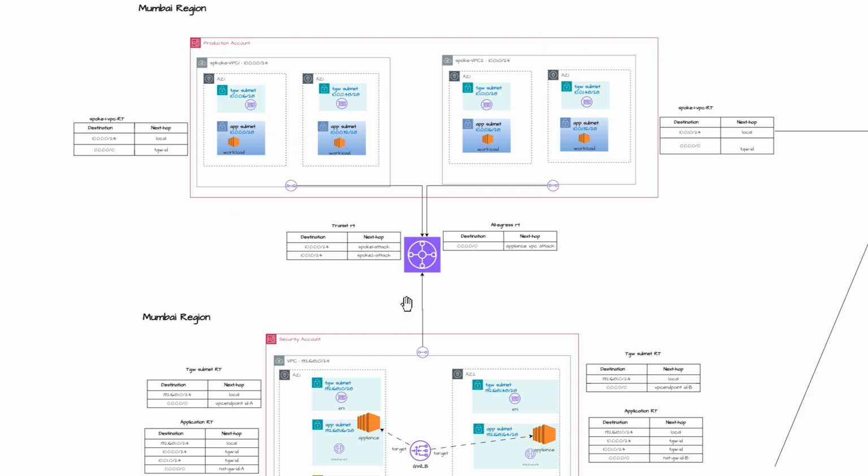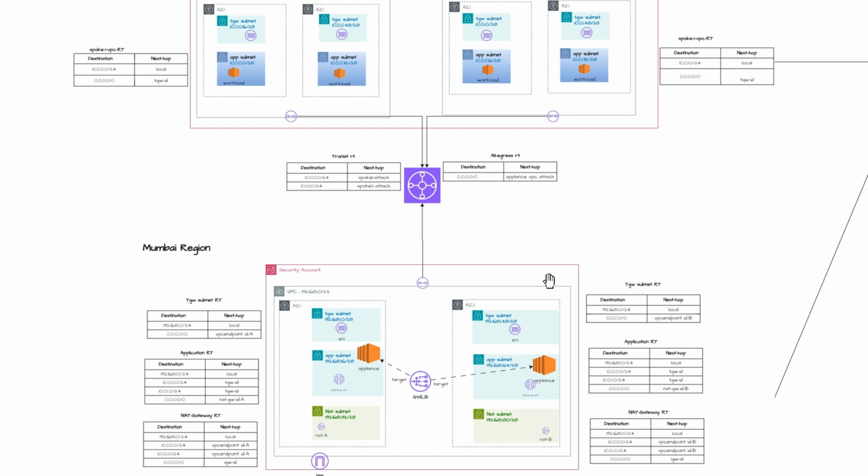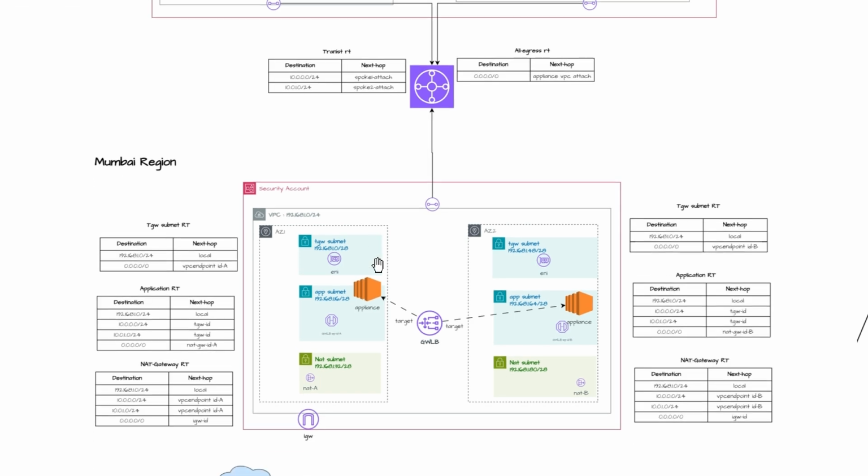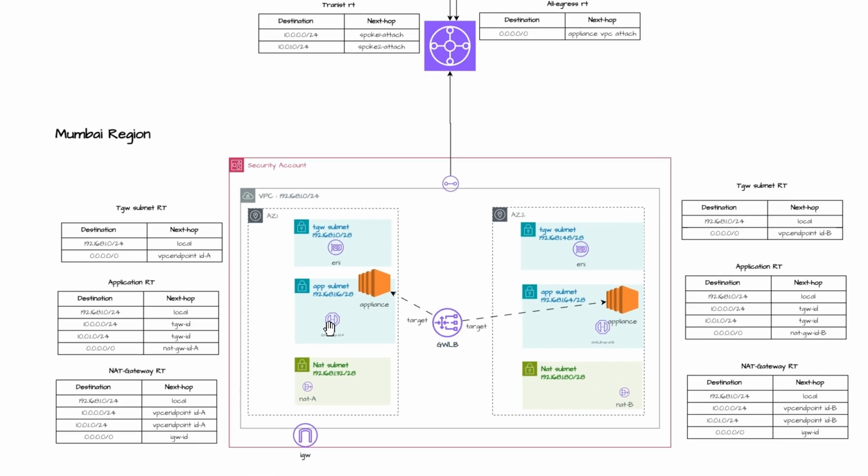This is my production account, and this is my security VPC, the security account. In the security account, our appliances are running. Let's consider that this is a firewall appliance, say a Checkpoint firewall appliance running behind the gateway load balancer. The gateway load balancer is deployed and targets your firewall appliance as a target group, right? And a gateway load balancer endpoint is also created here, which we will cover later.